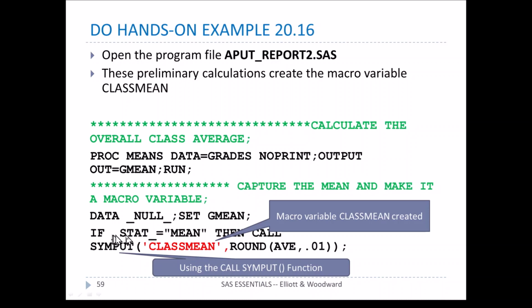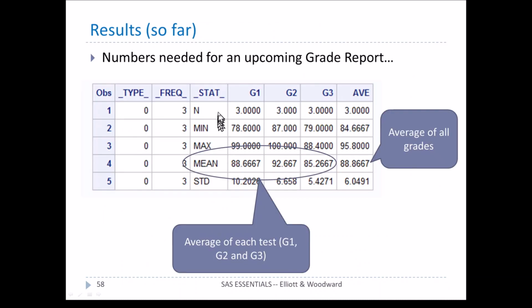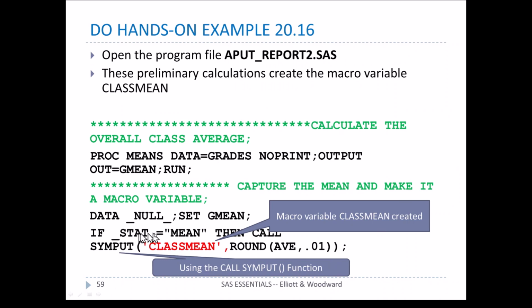So notice this statement here, if _stat_ equal mean. Now where does that come from? Let's back up, and here we have this column here, stat, and here is mean, and here is average. So if stat is equal to mean, we're going to use this average value. So that's where this is all coming from. If _stat_ equal mean, then call symput, which is going to create a macro variable called class mean using the average, and it's going to round it to 0.1, one decimal point.